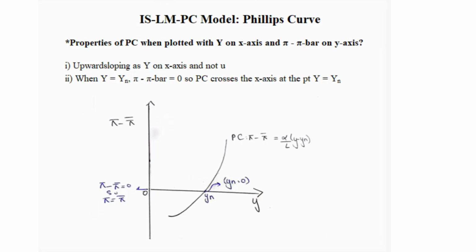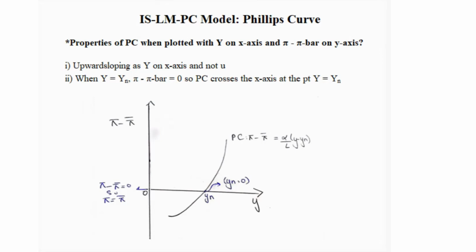The second property is that when we're plotting the Phillips curve in this space, when output is equal to yn, where yn is the natural level of output, we can see from the equation of the Phillips curve that when we plug in y equal to yn on the right hand side, it turns out that pi minus pi bar on the left hand side is equal to 0. So this means that when we're plotting the Phillips curve in this space, it's going to cross the x-axis at the point y equals yn. So its x-intercept is going to be the point where output is equal to the natural level of output.